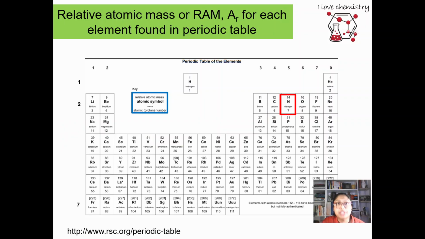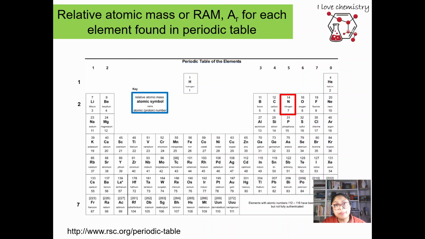Now, in your periodic table, find out nitrogen. Symbol is N. I have 14 just above N. So that means relative atomic mass of nitrogen is 14. We are just going to use these numbers for calculation. Remember, these numbers are relative atomic mass or RAM, or the symbol is Ar. For each element on periodic table, you have got those numbers.